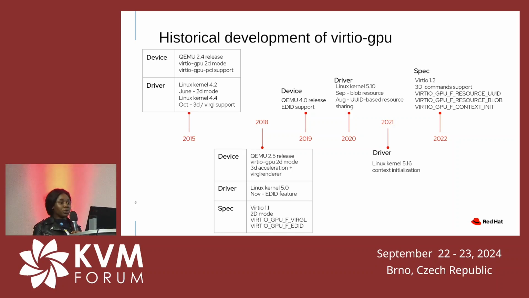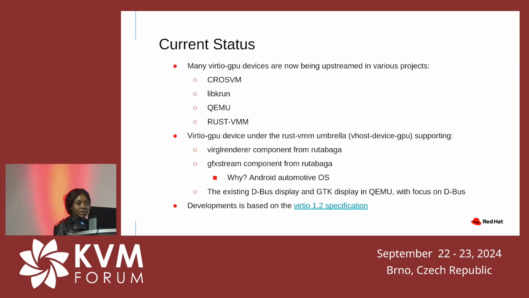Moving onward came more support for EDID, the context type initialization, the UUID-based resource sharing mechanism, and also the blob resource support. There are many more developments which I will not highlight here. So where are we now?